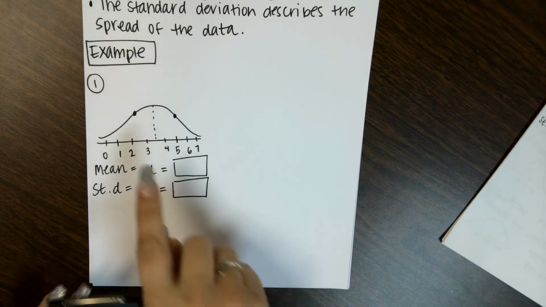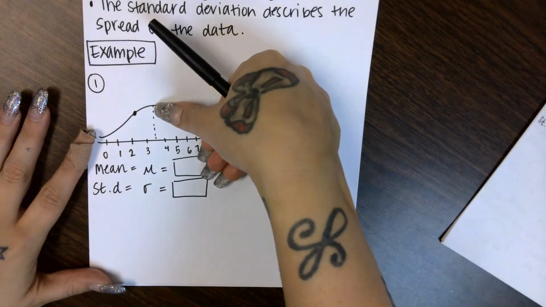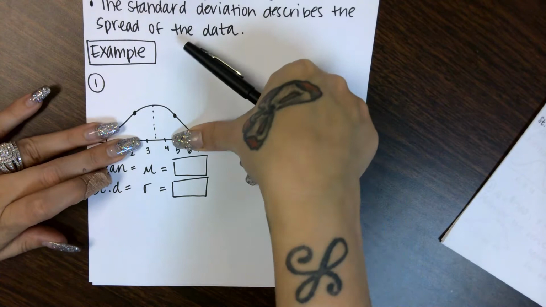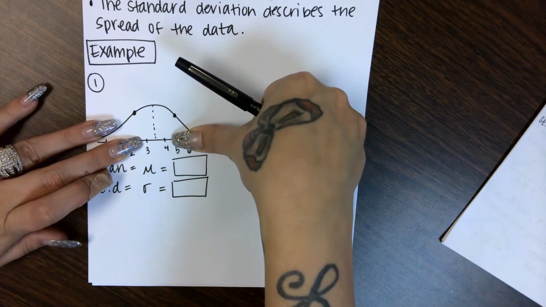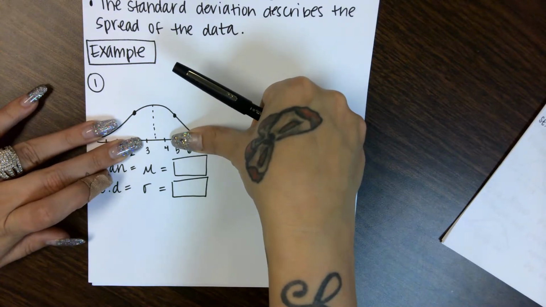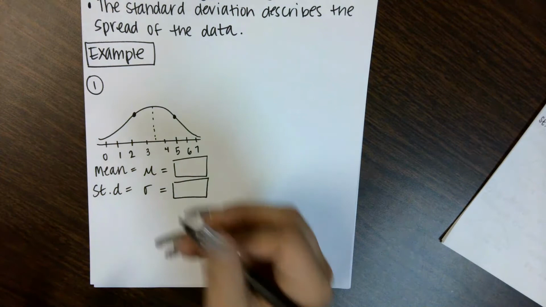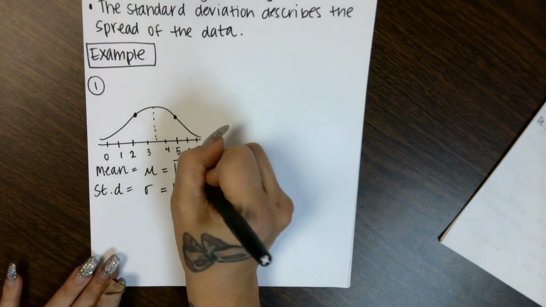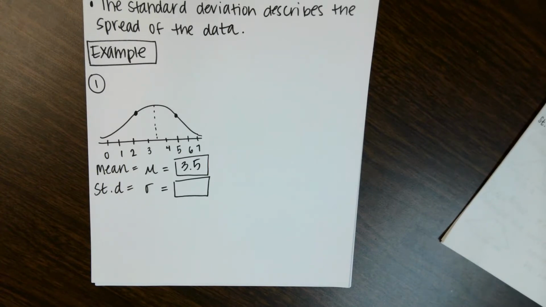Again, remember, ours is not symmetrical per se, but it's going to be right in the middle. So I notice right in the middle on a number line, that's falling right in between 3 and 4. So that would be 3.5. Our mean is 3.5 looking at this normal curve. Does that make sense? You find right in the center.